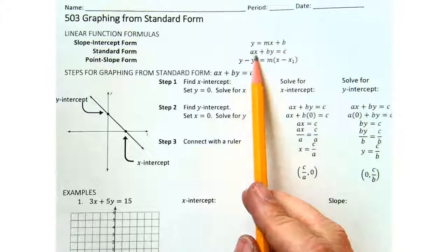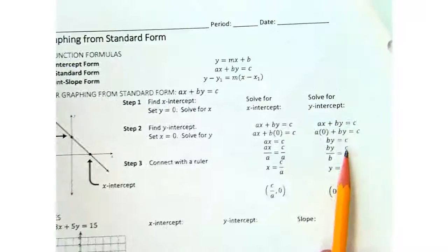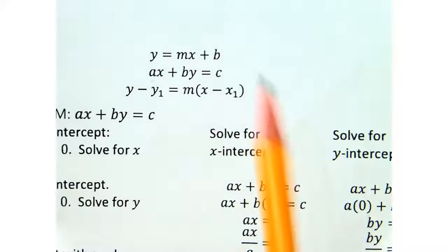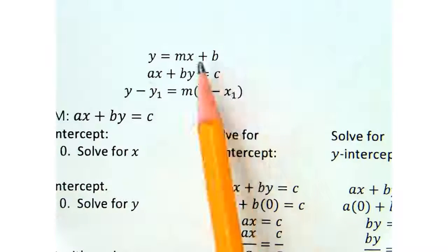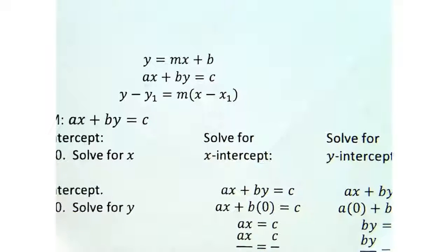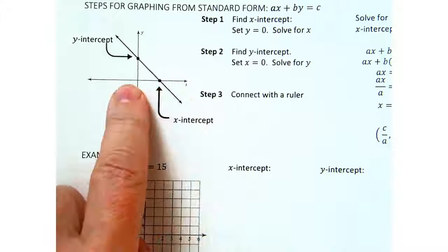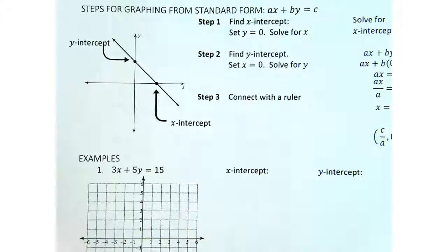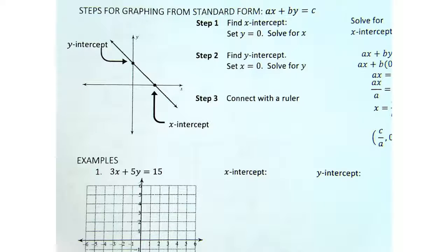Graphing from standard form. Standard form is written ax plus by equals c. In this form, the easiest way to graph the line is to find the x and the y intercepts. The y-intercept is where the line crosses the y-axis. The x-intercept is where the line crosses the x-axis.